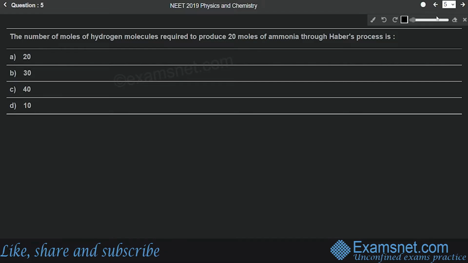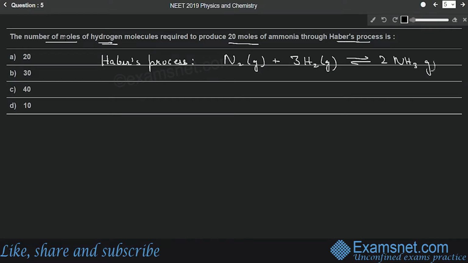Question number 5 is from the chapter P block elements, and the question is, the number of moles of hydrogen molecules required to produce 20 moles of ammonia through Haber's process is. Okay. So what is Haber's process? It is a method that is used for the production of ammonia gas. Okay. So we just need to remember the correct equation that is involved in this process. Okay. So in Haber's process, nitrogen gas reacts with 3 moles of hydrogen gas to give us 2 moles of ammonia gas. Okay. And the process is reversible.